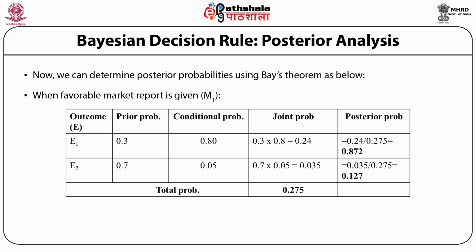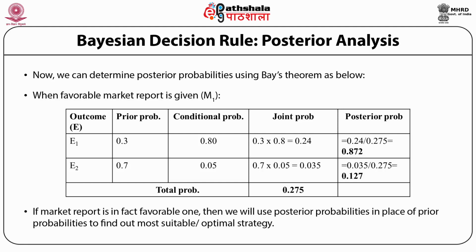So for outcome E1, the posterior probability would be equal to joint probability divided by the total probability. So it is equal to 0.872. For outcome E2, it is equal to 0.127. So if market report is in fact favorable one, then we will use the posterior probabilities in place of the prior probabilities to find out most suitable strategy.